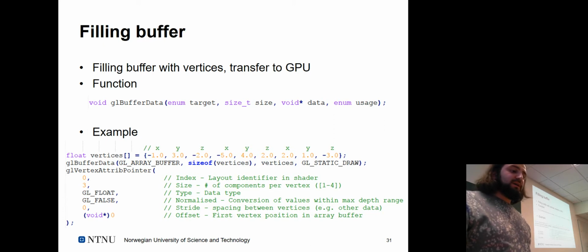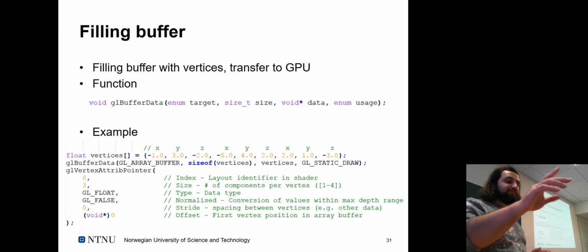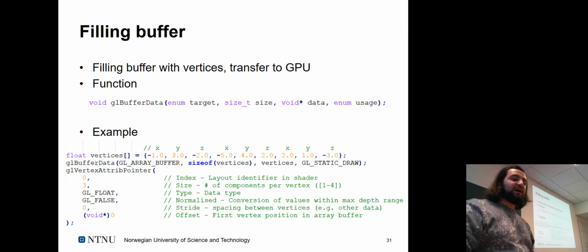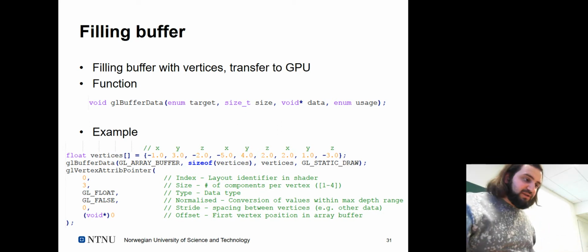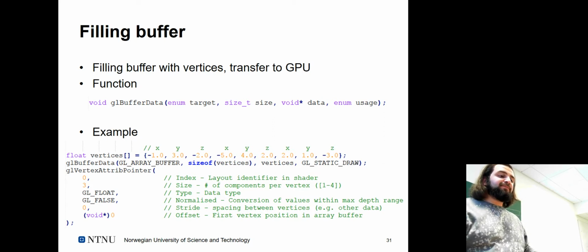We have floating point. This parameter means whether we want to normalize our values within some range. Usually in most cases we put this one to false. And stride is just the spacing between vertices, so these triplets of coordinates, how many coordinates are in between them. I'll explain this shortly. An offset is simply where we want to start. In this case we want to start from the very first coordinate. If we wanted to start creating vertices from this coordinate on, we could write 4 instead, not 3.